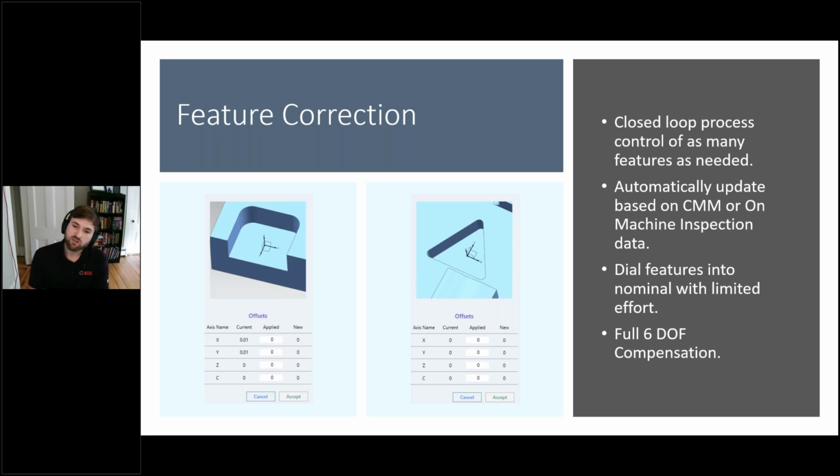Data is automatically fed back from a CMM or some type of measurement system. Using statistical process control, we can figure out what the part should look like compared to what it's actually cutting like, and we can dial that part right into nominal as it keeps running.